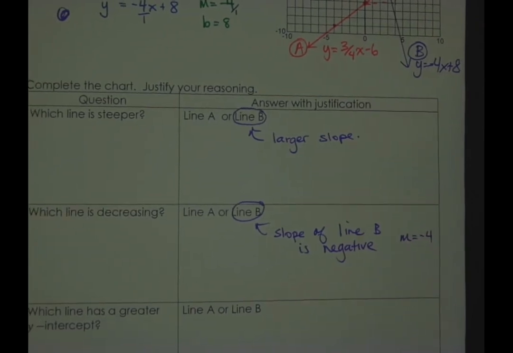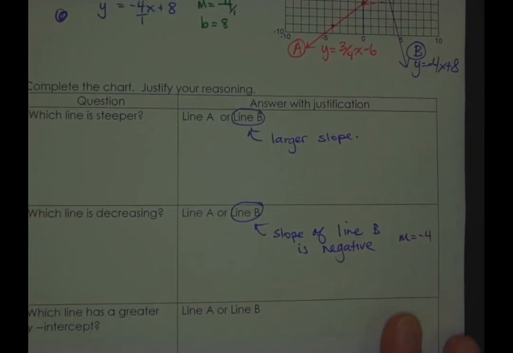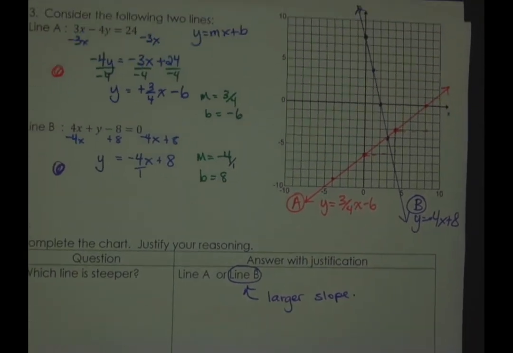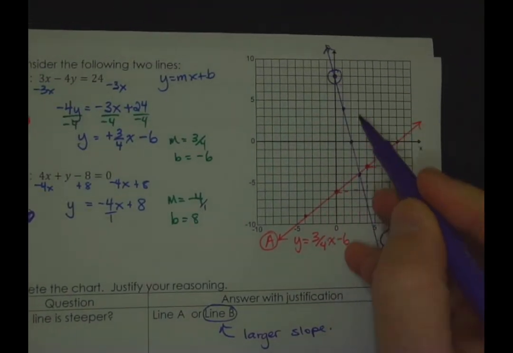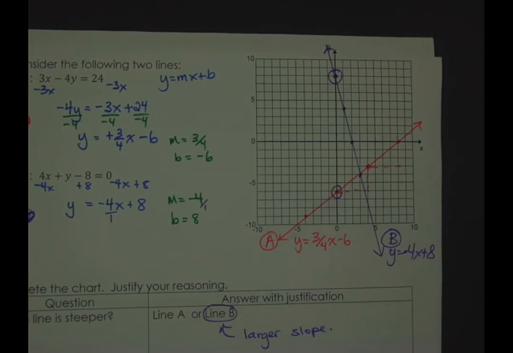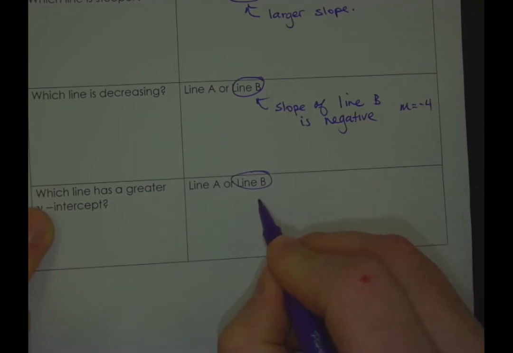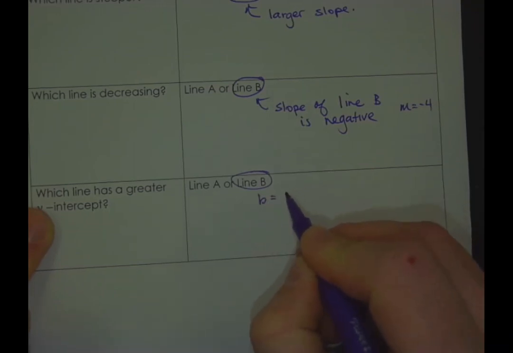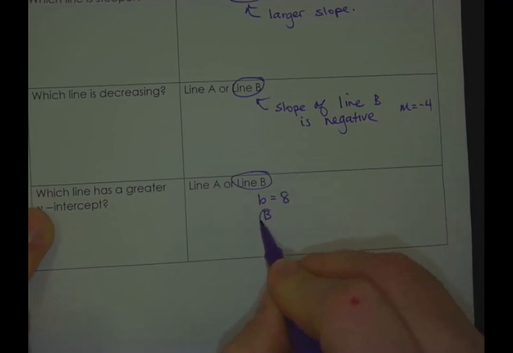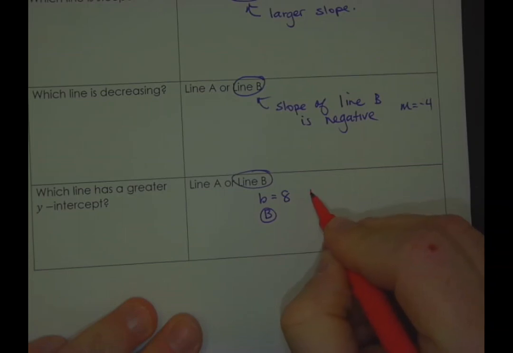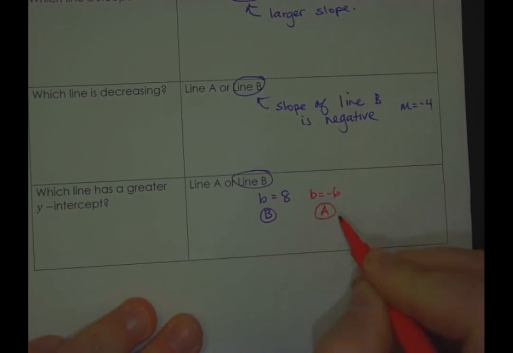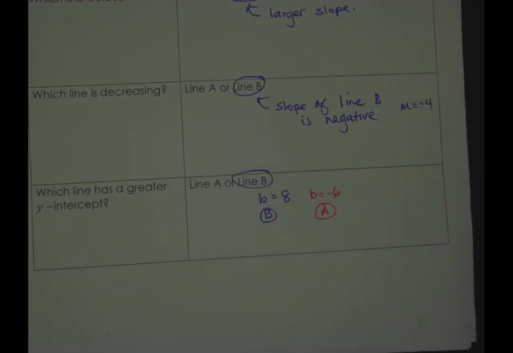Okay. Which one has the greater y-intercept? Well, there's one y-intercept, there's another y-intercept. You guessed it, line B. Okay, so if I was looking at B, 8 for line B, compared to the y-intercept for line A. So just a couple of things to get your mind wrapped around. We have positive and negative slopes, where's the y-intercept, that type of thing.